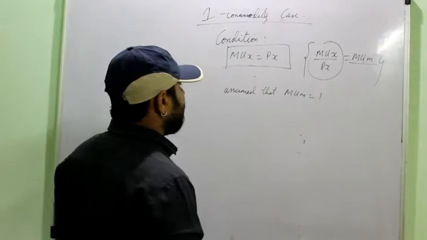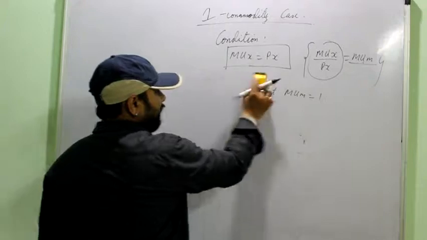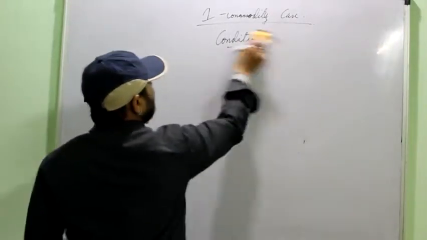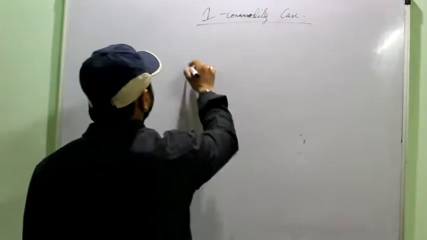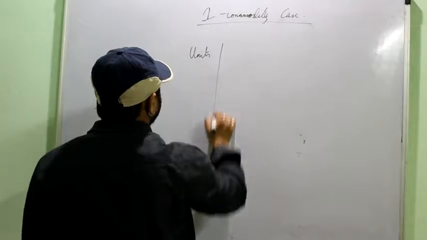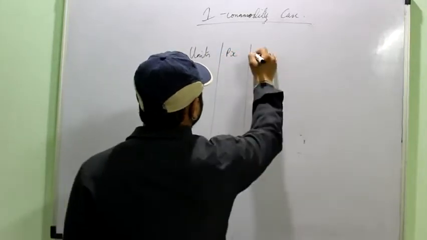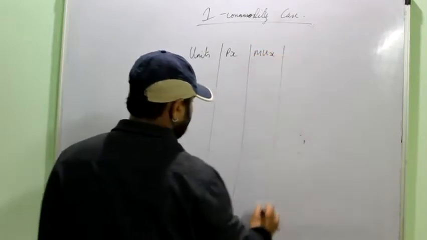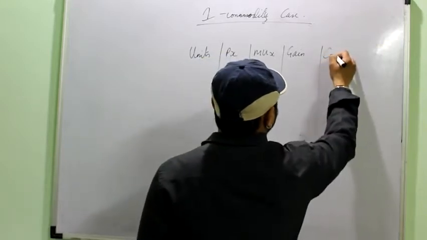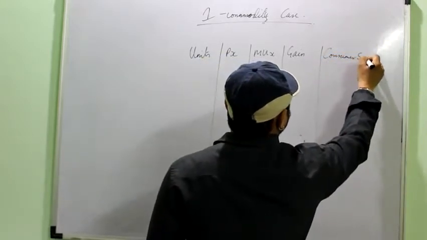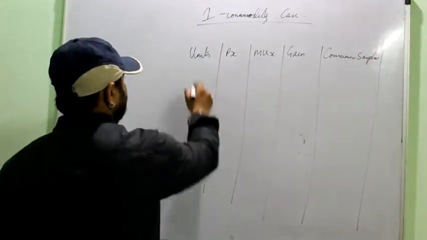Now before moving on to explanation of this condition, I would like you to have a look at this condition numerically. We will take a numerical example and try to understand how the consumer gain will be maximized if MUX is equal to PX. Take the units, PX, MUX, gain, consumer surplus.